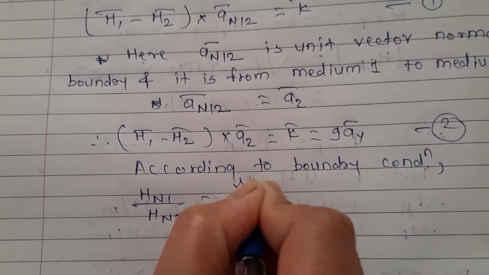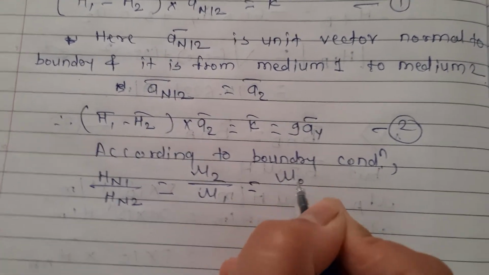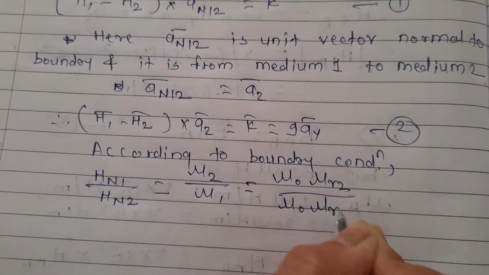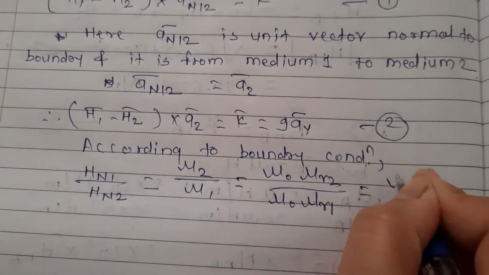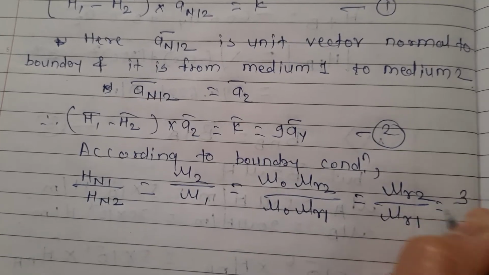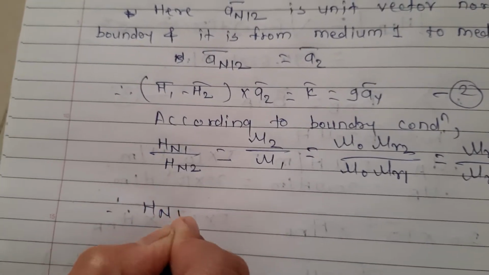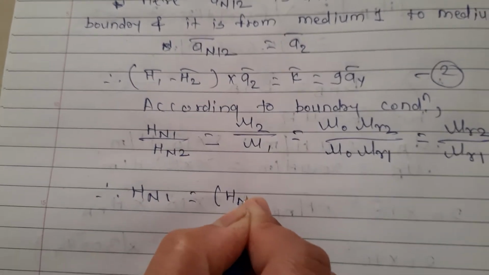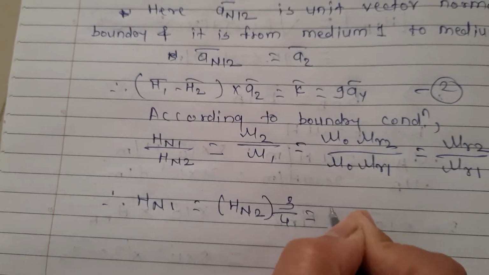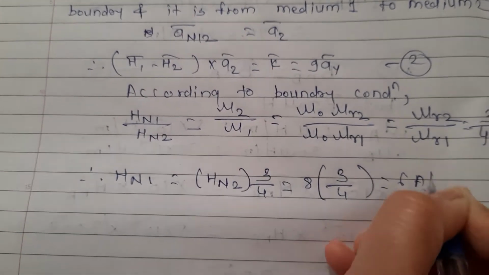Hn1 by Hn2 is equal to mu2 by mu1, that is equal to mu0 mu R2 by mu0 mu R1, that is equal to mu R2 by mu R1, so it is 3 by 4. Now Hn1 is equal to Hn2 into 3 by 4. Its value is 8 into 3 by 4, so it is 6 ampere per meter.